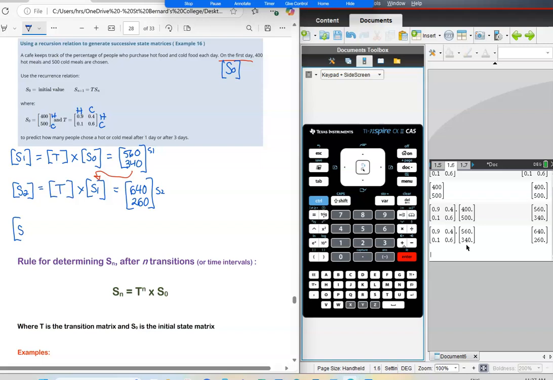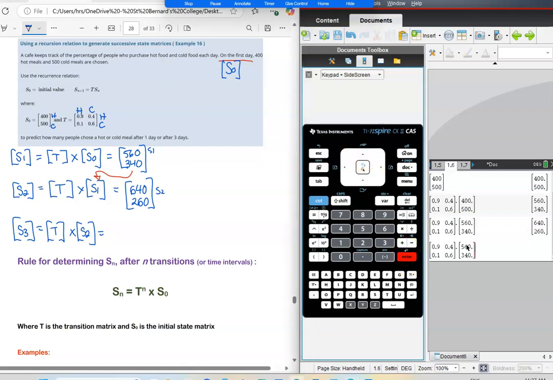So I needed to find S3 as well. So it'd be the transition times S2. Now you have to show all your working out like that. So everything that I show on this paper, this is what you should be showing in your workbooks when you're working it out. So in year 12, you need to show the working. S3 equals T times S2, like that. So we pop that one in, 640, 260, and we end up with 680 and 220.